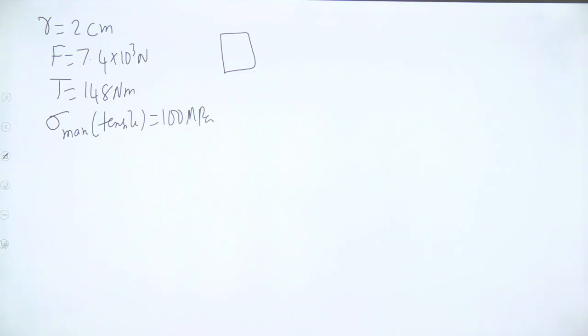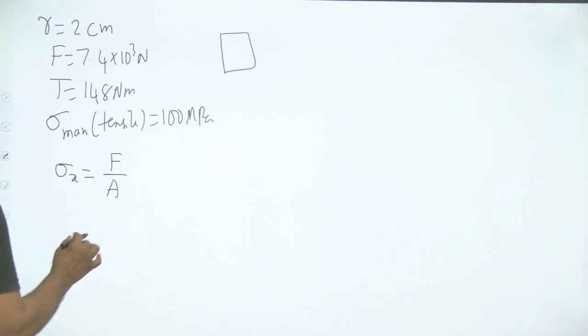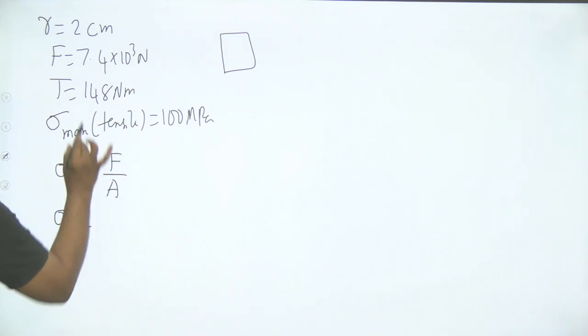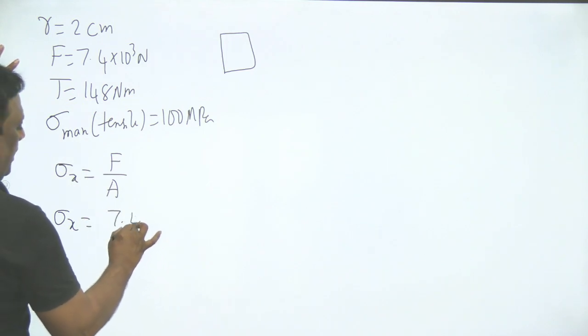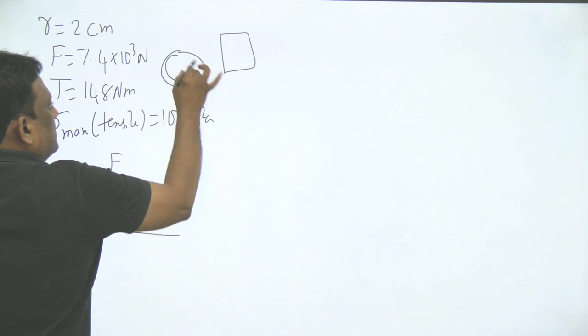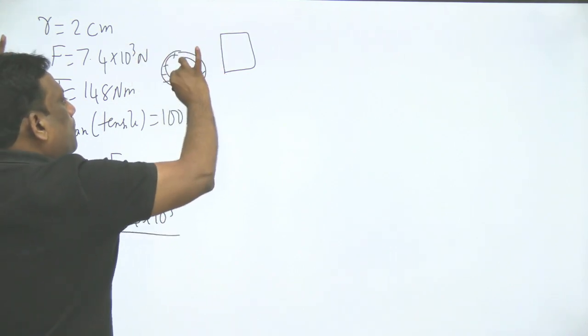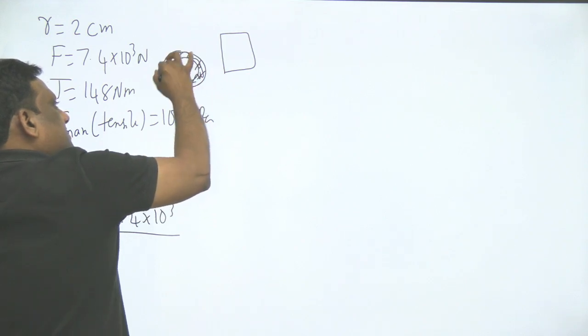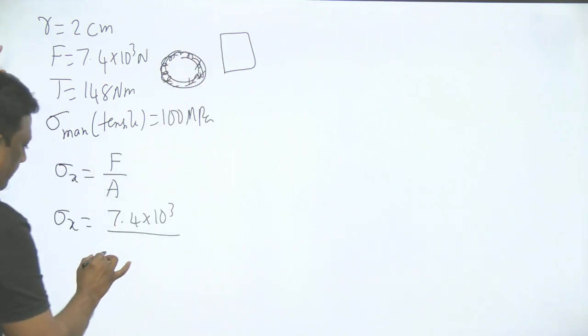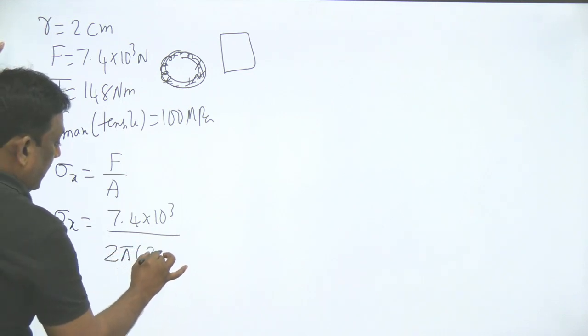Right. Let's proceed, sirs. Let's calculate the tensile stress in the x direction. It is total force by area. The tensile stress is given by F, which is 7.4 into 10 power 3, and it is a thin shell. What is the area? 2 pi R T. This is the area which is resisting the axial load. It is 2 pi, and the radius is 20.